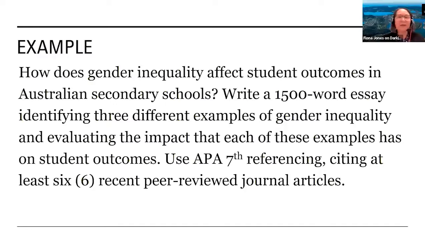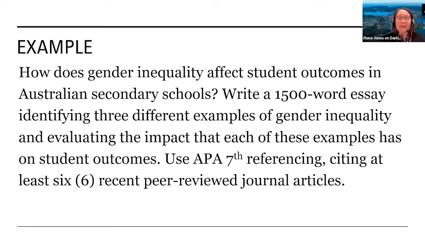So I've already talked about some of this, 1,500 words. So often the rubric will tell you what happens if you go over or under. So it's important to read that. We're told specifically that we have to identify 3 different examples of gender inequality. So it's important to realise that if you do 2 really, really well, you still haven't done what you are asked to do in the assessment task. So you have to make sure that you actually do what you've been told to do.